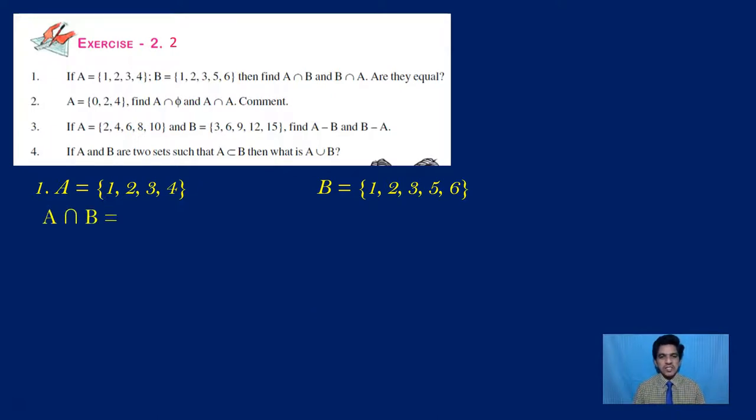So here we have to write first set of 1, 2, 3, 4 intersection set of 1, 2, 3, 5, 6. So, as we know, to calculate the intersection of given two sets, we have to write the common elements.